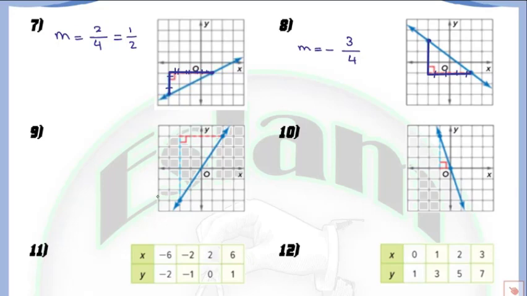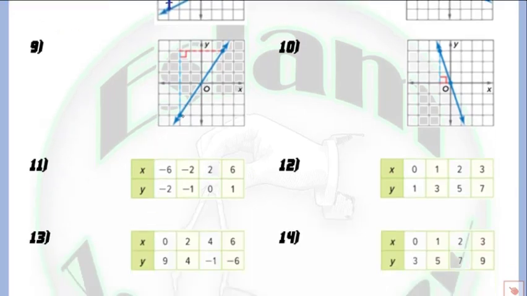In question number 9, we have the same. We just need to find the slope. Now we have 2 points and the line is going up. It means the slope now will be positive. So we have a positive slope.